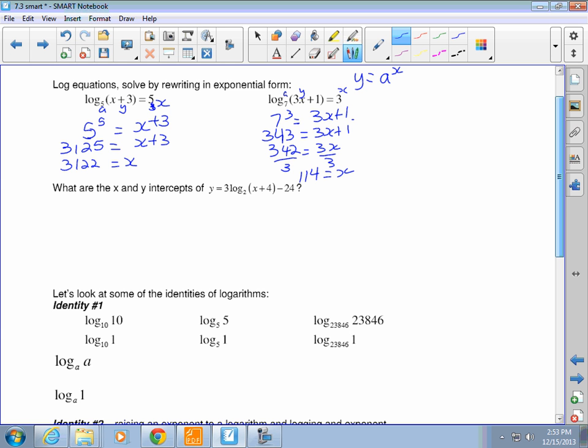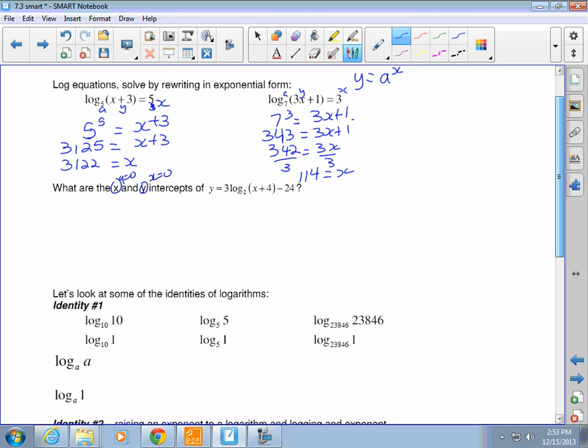So the next question says, what are the x and y intercepts of y is equal to 3 times log base 2 of x plus 4 minus 21? So remember, for the x-intercept, that means that your y is equal to 0, and your y-intercept means your x is equal to 0. So there's going to be two solving parts in here.